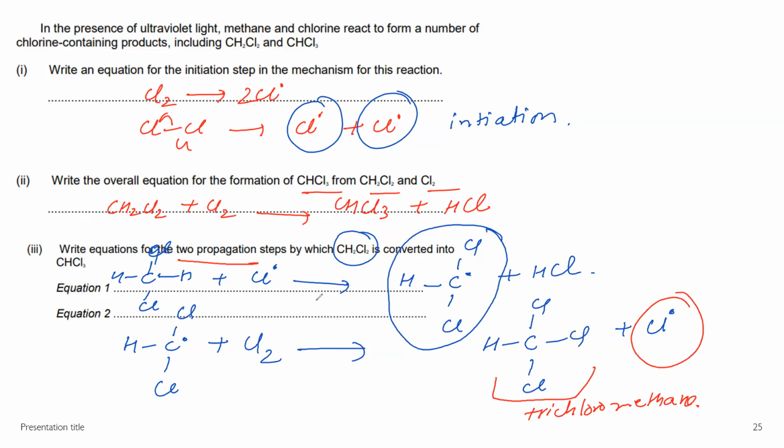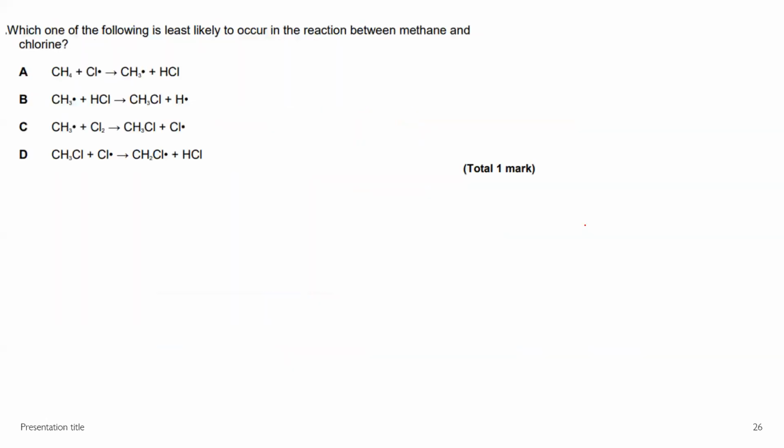Okay, hope this is clear. Just remember, initiation means homolytic cleavage. And then you have propagation. Propagation means you need to use the radicals. The radicals would be on the reactant side as well as on the product side. And termination means no radical on the product side. Okay, now let us move to the last question.